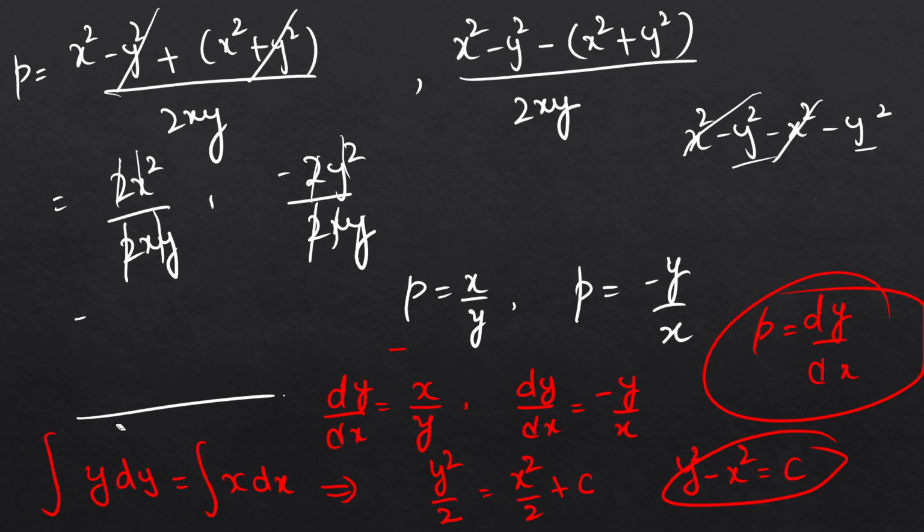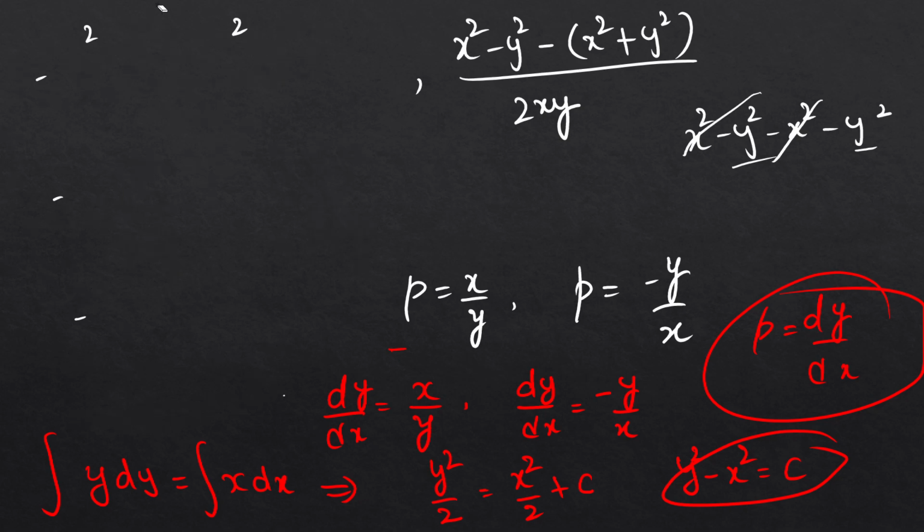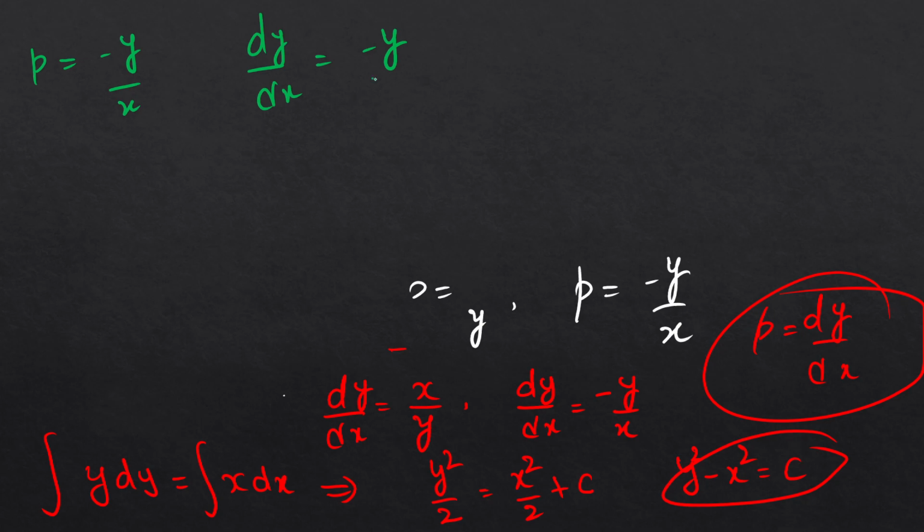Similarly, for the second solution, we want to go with another value. What is our another value? I'll take p equal to minus y by x. Again we are taking dy by dx, it is minus y by x. Again we can use variable separable: minus 1 by y dy equals dx by x.